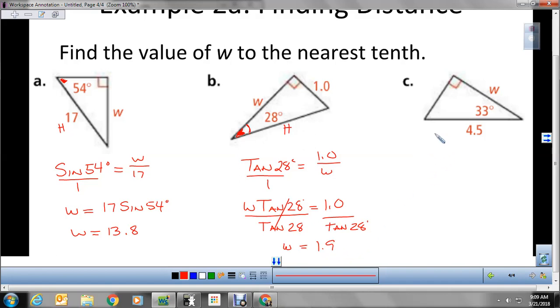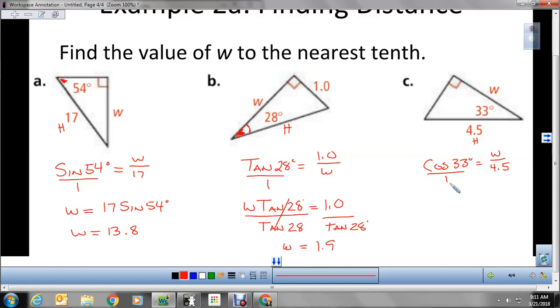All right, pause the video, you work out part C, and then come back and let's see how you did. All right, so let's make sure you set it up correctly. This is our reference angle of 33 degrees. We have the hypotenuse, which means we're not using tangent. And as we look at this, I do not have my opposite leg, but I was given the adjacent leg, which is our variable W. So that means we're going to be using the cosine, adjacent over hypotenuse. So it's the cosine of our reference angle, 33 degrees, is equal to W over 4.5.